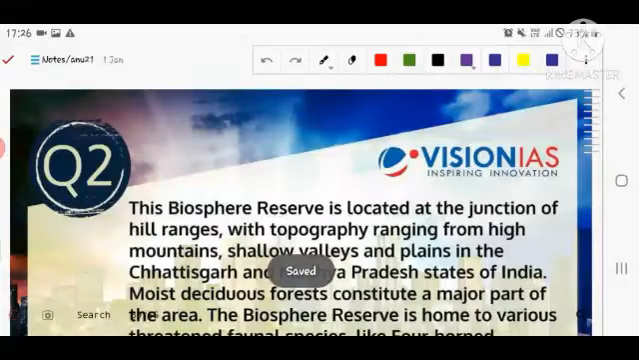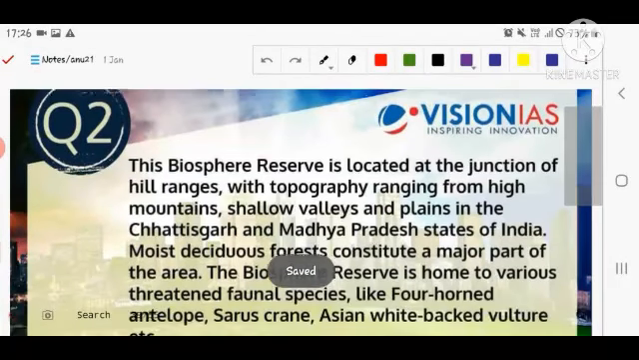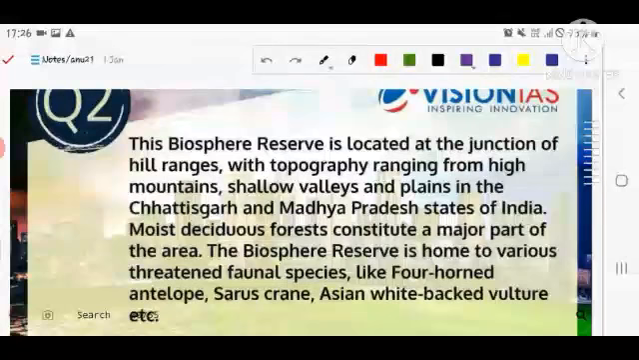Let's see the next question. The next question is related to the environment section. Let's see the storytelling type of question. This biosphere reserve is located at the junction of hill ranges. Hills are present all over India, but if we are talking about hills specifically, the Western Ghats and Eastern Ghats are considered. With topography ranging from high mountains, shallow valleys and plains in the Chhattisgarh and Madhya Pradesh states of India.